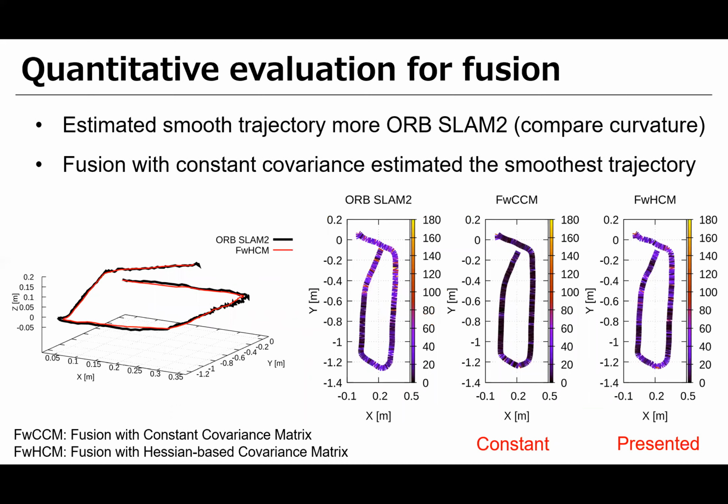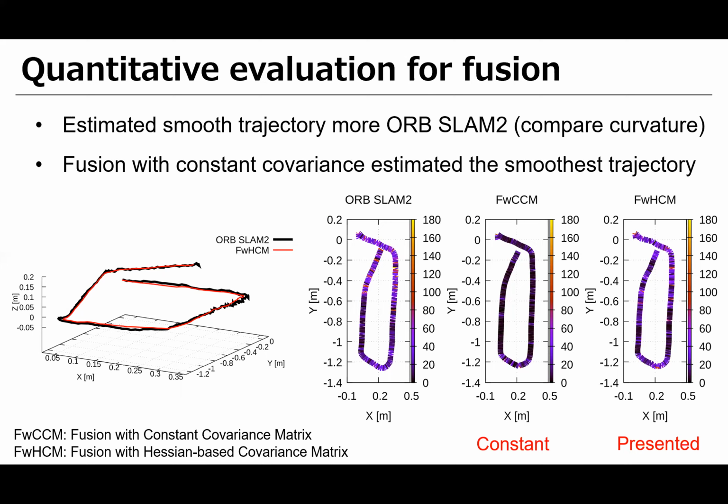In the left figure, the estimated trajectories by ORB-SLAM2 and the presented method are shown. The trajectory estimated by the presented method is indicated in red. We can confirm that the presented method can estimate a smoother trajectory than ORB-SLAM2. In the right figure, we show the estimated trajectory with curvature. If the trajectory curvature is close to zero, we can say that the estimated trajectory is smooth.